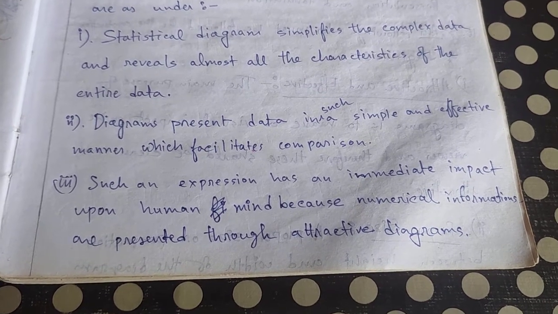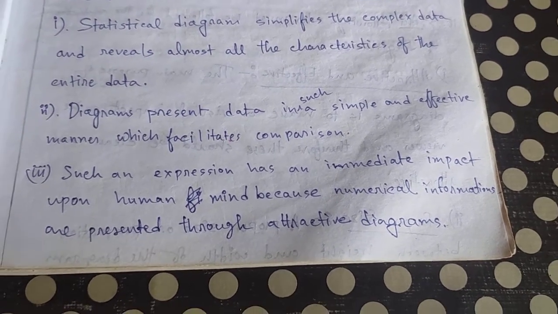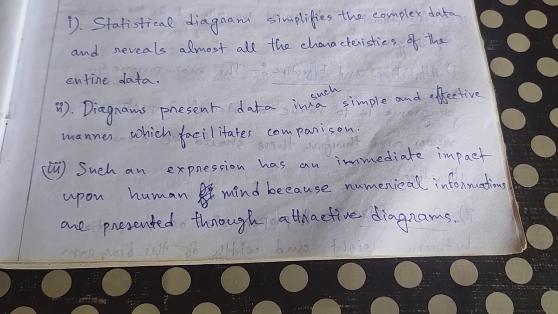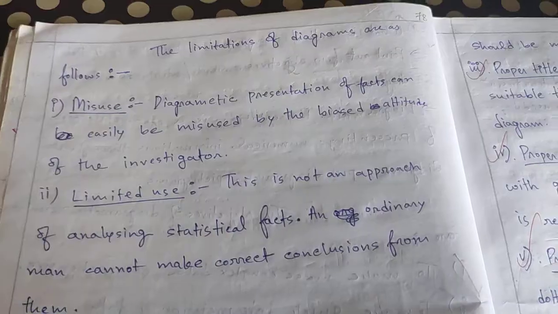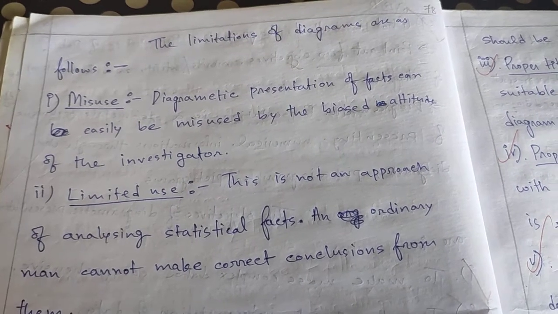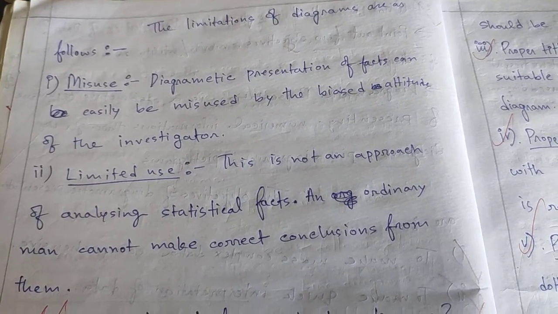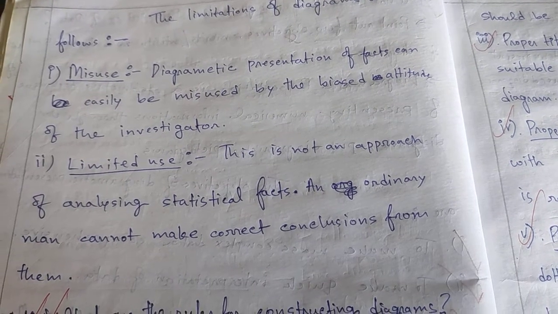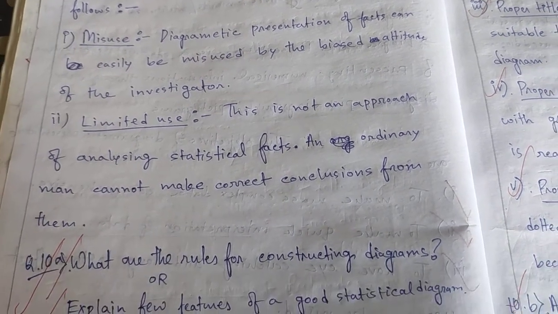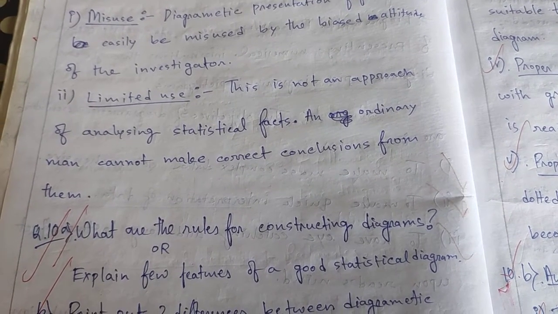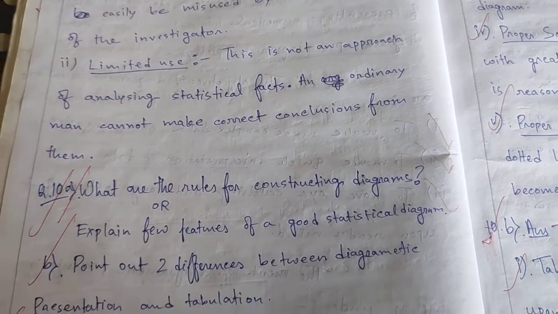Number 3 দেখো. Such an expression has an immediate impact upon human mind because numerical information is presented through attractive diagrams. Next দেখো, the limitations of diagram are as follows. Number 1, misuse. Diagrammatic presentation of facts can easily be misused by the biased attitude of the investigator. Number 2 is limited use. This is not an approach of analyzing statistical facts. An ordinary man cannot make correct conclusions from them.